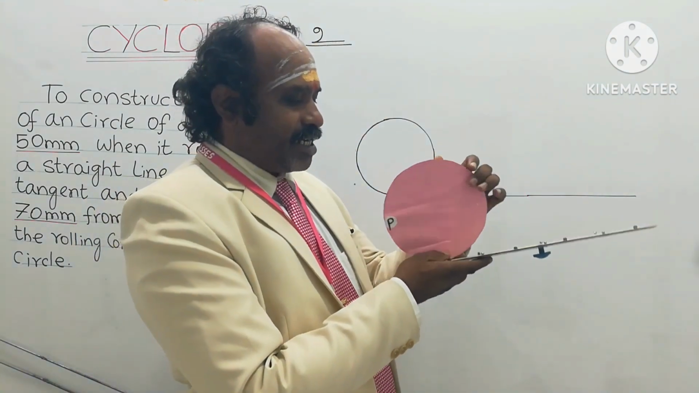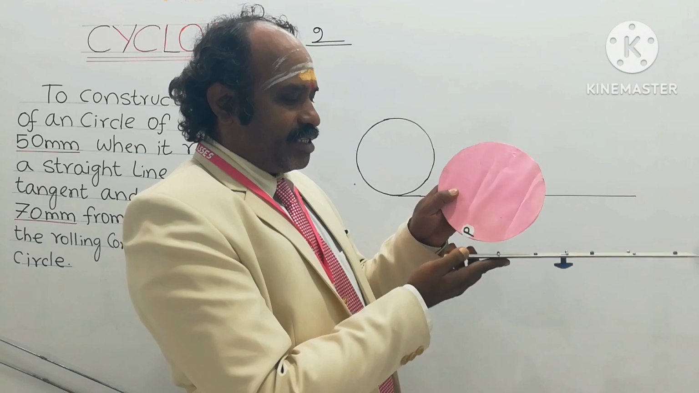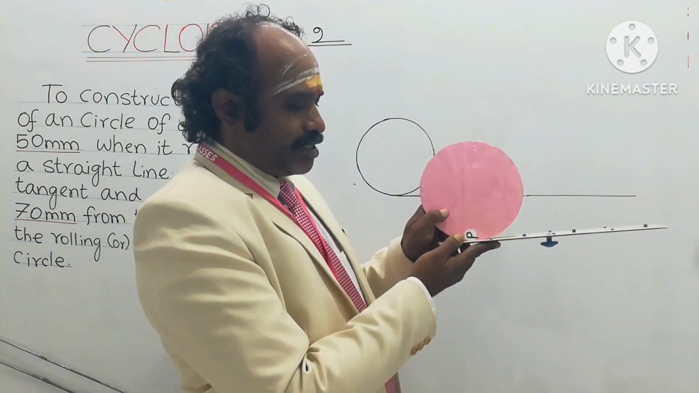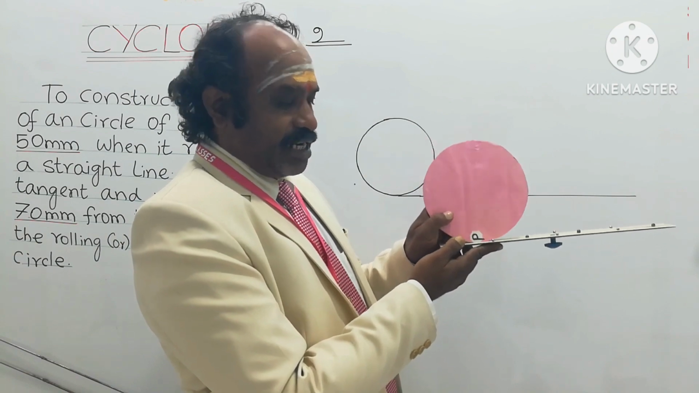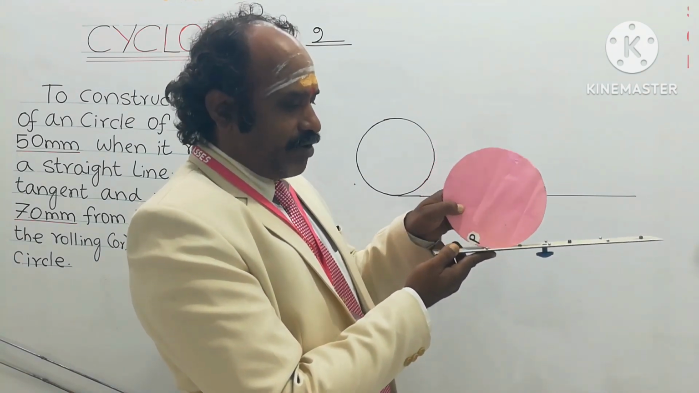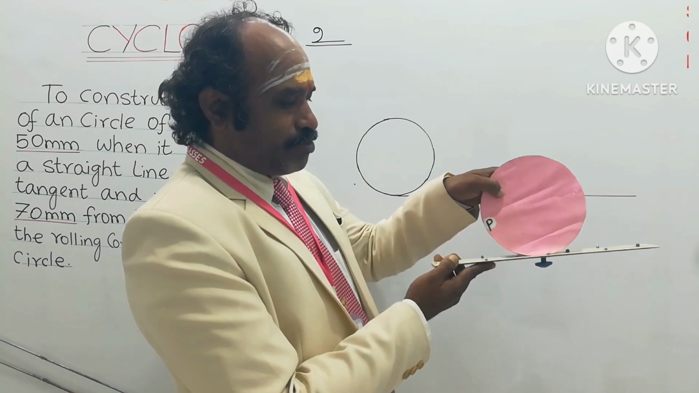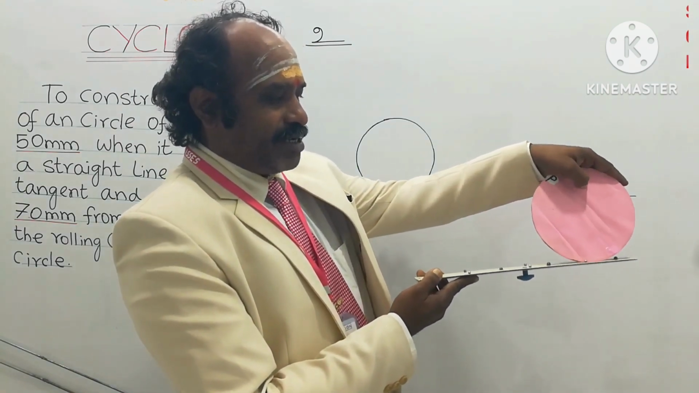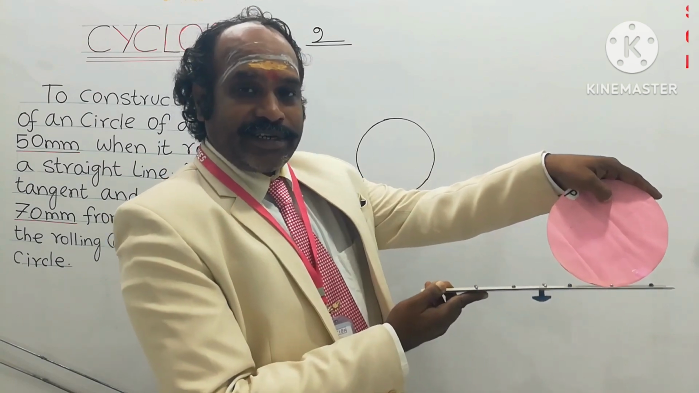Consider this scale as a straight line. And when I keep the circle in contact with the fixed straight line or the scale, now P is the point having contact on the scale. So when the circle rolls in clockwise, the P point is changing its position every time. Okay, when we trace the point P every time, the curve generated is called as a cycloid of a circle.